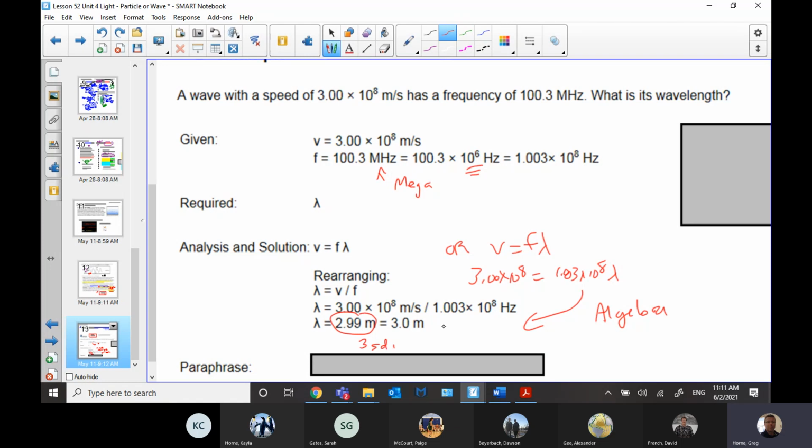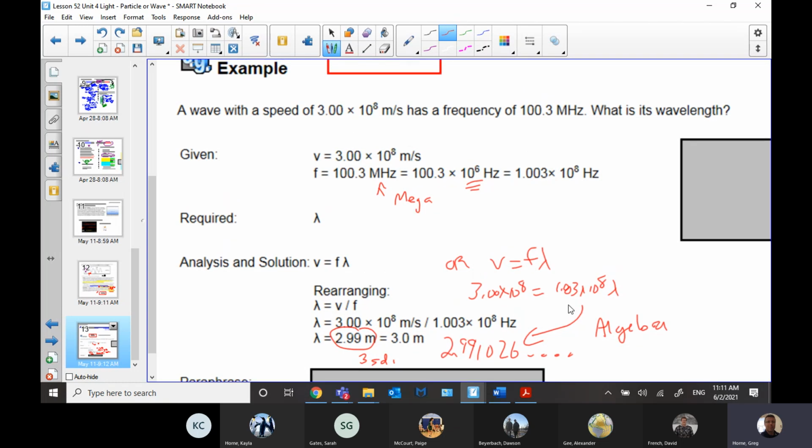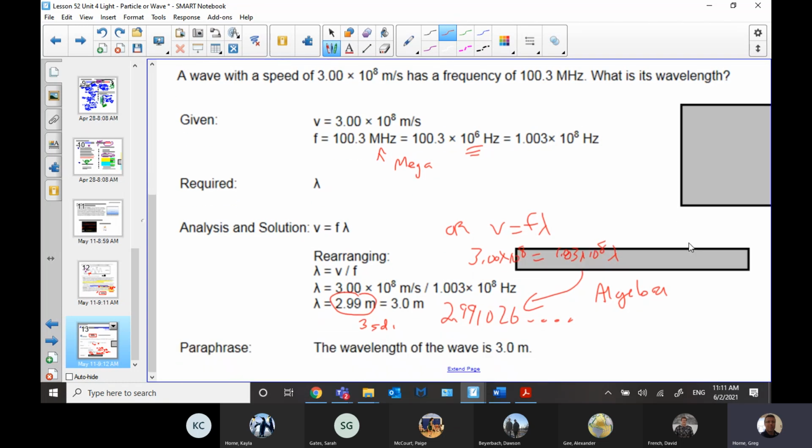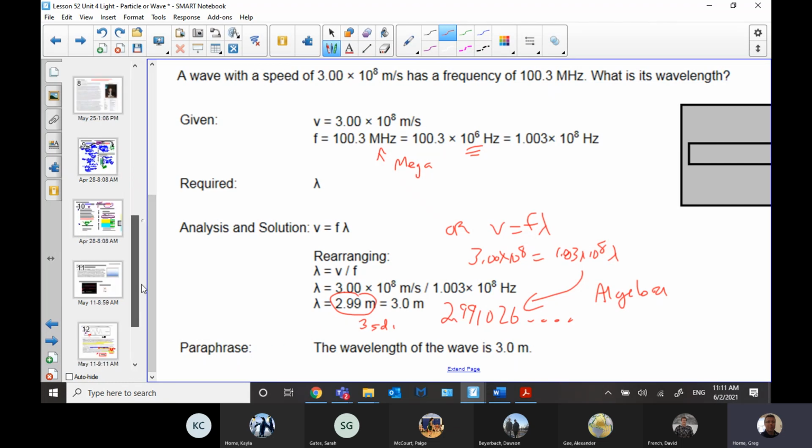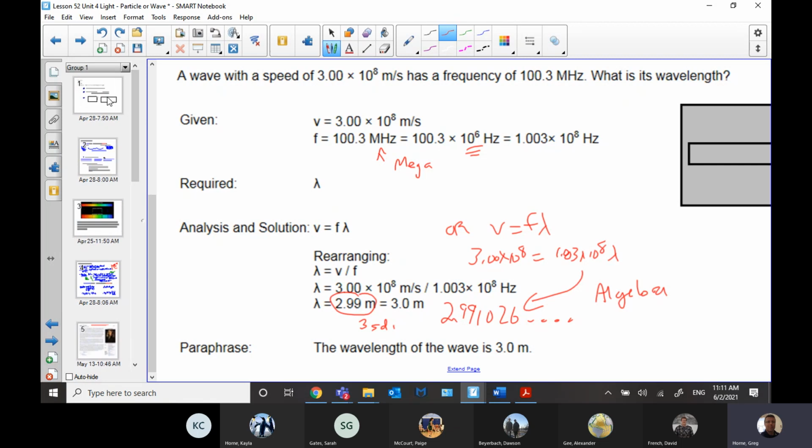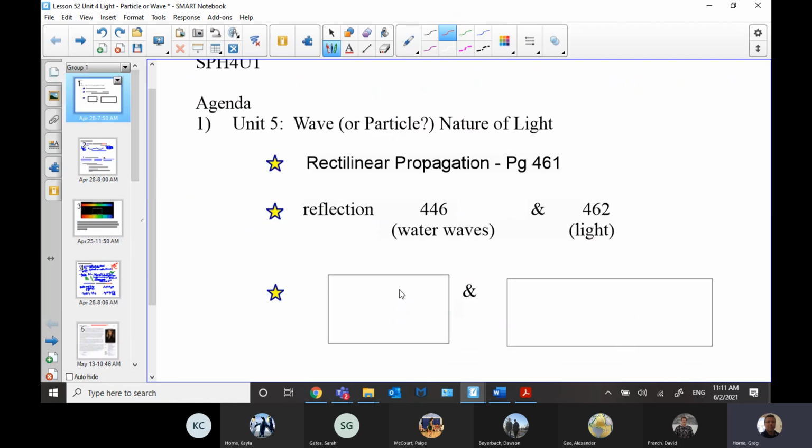This number actually comes out as 2.991026... So why not keep the 3 if you've started with 3, really, right? Whatever. So yeah, that's just showing calculations to do with light, and that'll give you some practice with v equals f lambda as a review of some grade 11 concepts.